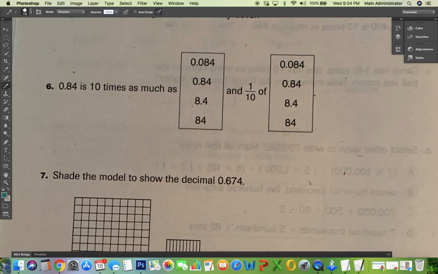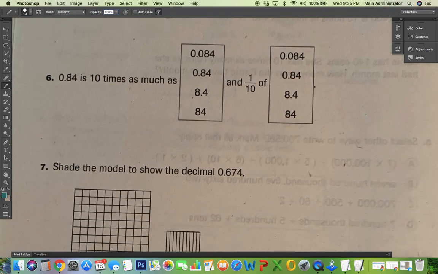Let's take a look at number 6. 0.84 is 10 times as much as, all right, this is supposed to be 10 times bigger, so I would have to just move my decimal over once, and that would give me 10 times less, so it looks like that. Okay, because if I moved my decimal over once, it would be right there. It would look like that, right?